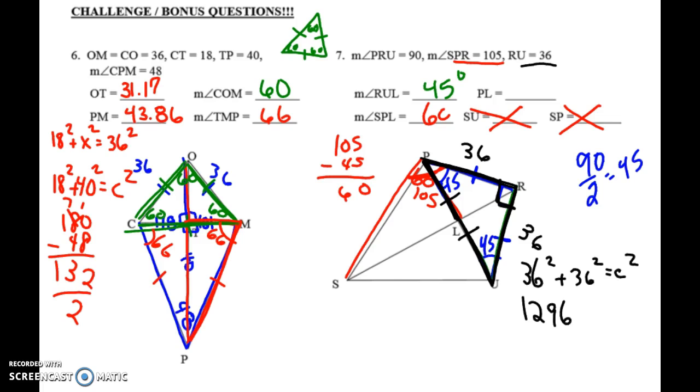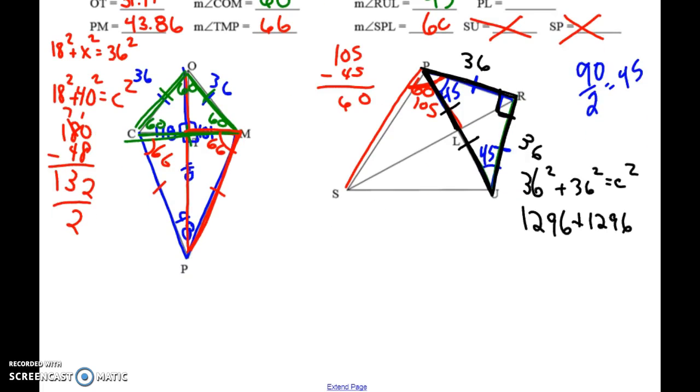And I'd add that twice, correct? Yep. So 1296 plus 1296. And then I would take the square root of that. And it would give me what? Something. 51? And I would have to divide that by 2, right? 25.5 approximately.